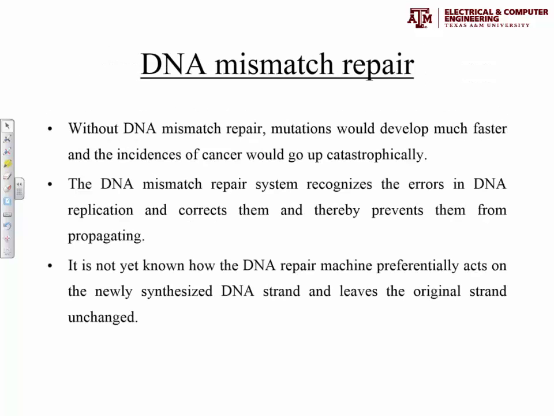Now, without DNA mismatch repair, the mutations would develop much faster and the incidences of cancer would go up catastrophically. Right? The DNA mismatch repair system recognizes the errors in DNA replication and it will correct them and thereby prevents them from propagating. It is not yet known how the DNA repair machine preferentially acts on the newly synthesized DNA strand and leaves the original strand unchanged. Well, maybe it's known right now. My notes are like 10 years old, 10, 12, but maybe some guy doing like Nobel Prize kind of stuff might have found that out. I don't know. Okay.